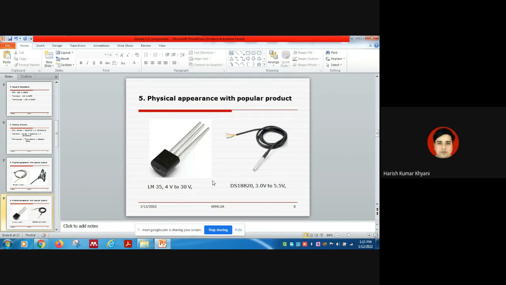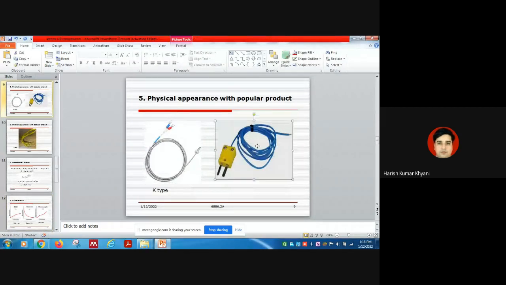This slide is related to the physical appearance of thermistors, right? The most popular device available in the market is LM35, along with its operational voltage requirement. Also, DS18B20 is available in the market. These are the commercial products related to the thermistors, right?